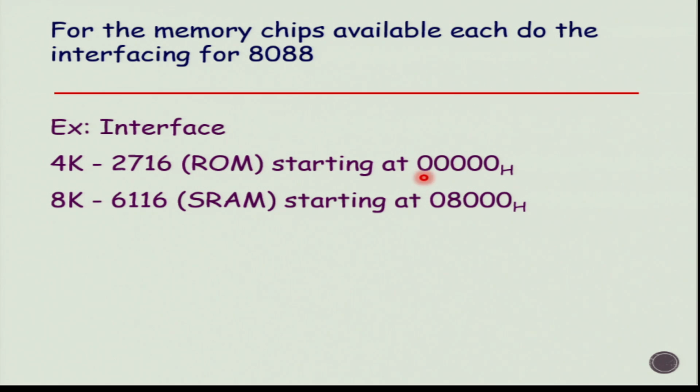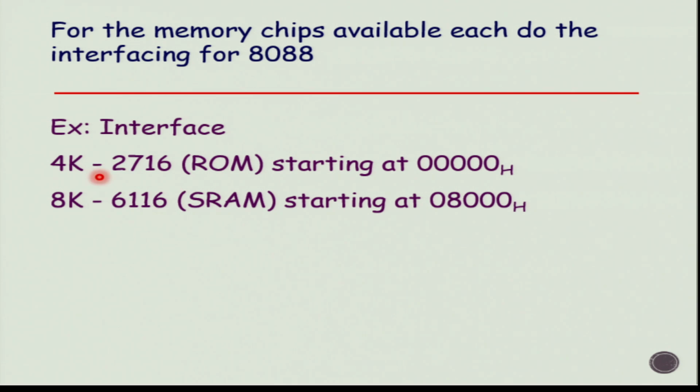ROM is going to be starting from 000. You require 4K of ROM and you're going to require 8K of RAM, which is going to be connected from address 0800. So these are not continuous addresses. There is going to be a break in the address. So 4K of ROM and 8K of RAM, and the chips which are available are 2716 and 6116.